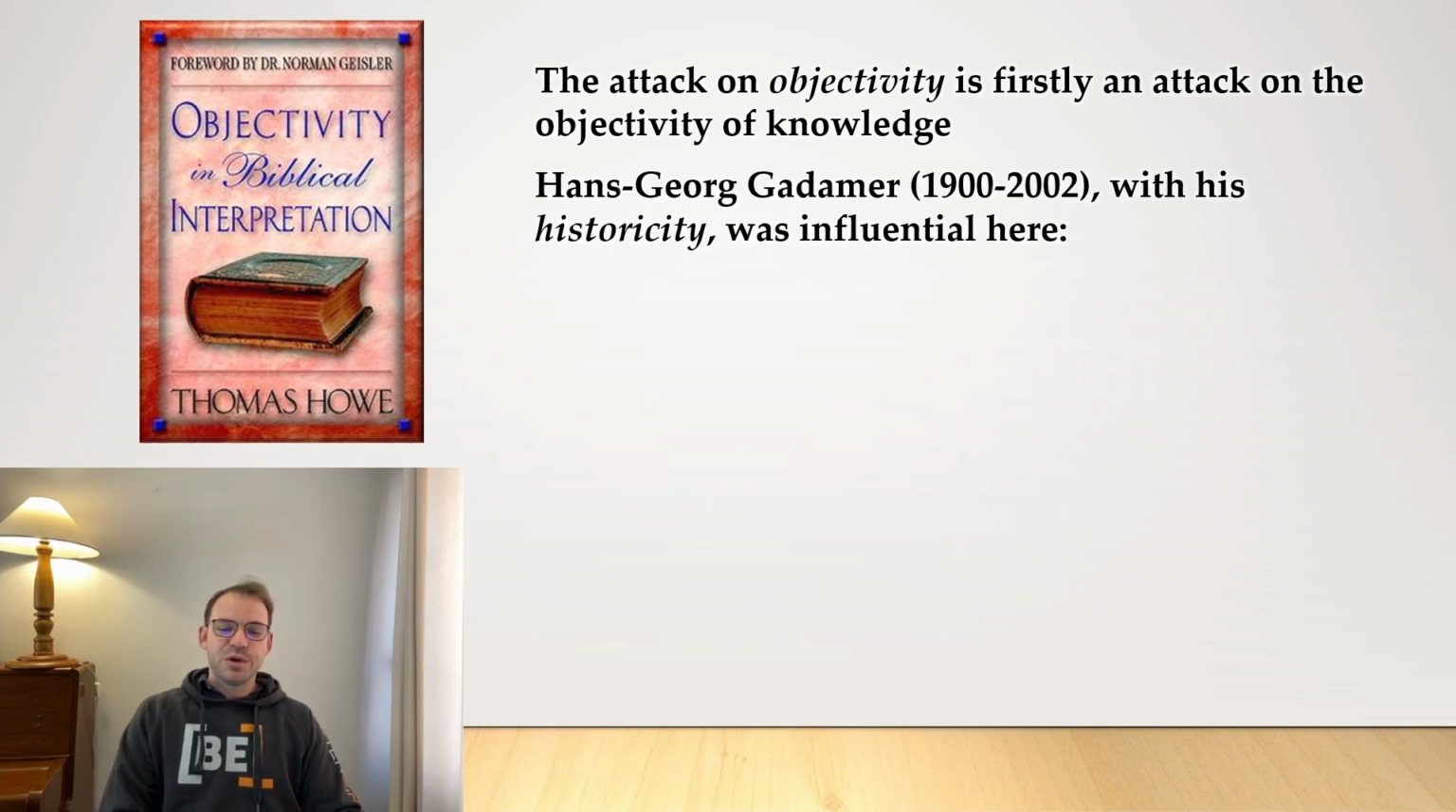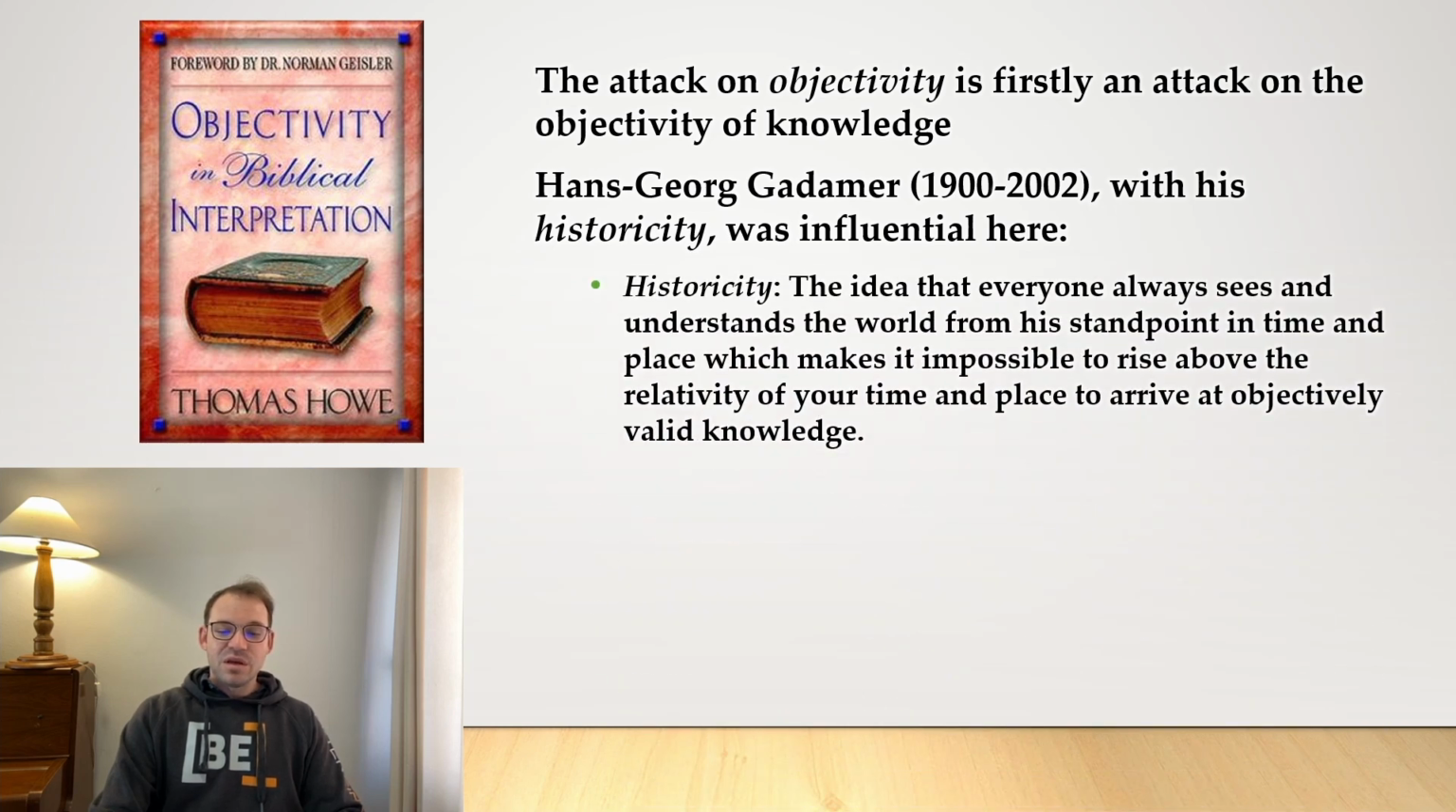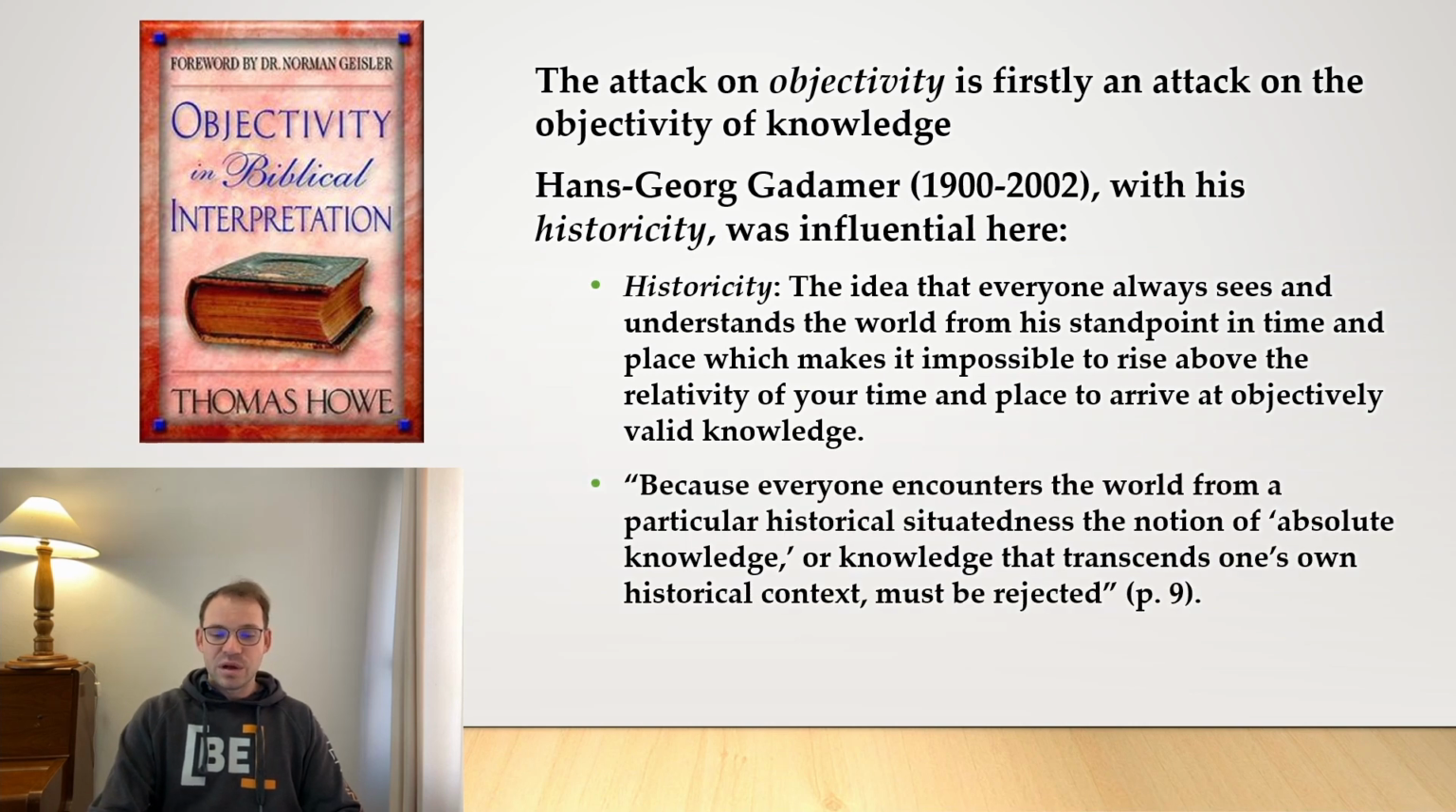And someone who has been very influential is Hans-Georg Gadamer with his historicity. And what he meant by that is the following. When he talks about historicity, it is the idea that everyone always sees and understands the world from his standpoint in time and place, which makes it impossible to rise above the relativity of your time and place to arrive at objectively valid knowledge. And so this is how Howe then elaborates: because everyone encounters the world from a particular historical situatedness, the notion of absolute knowledge or knowledge that transcends one's own historical context must be rejected.